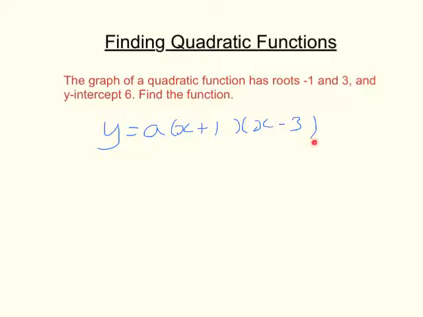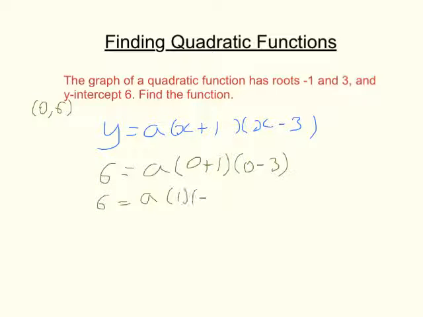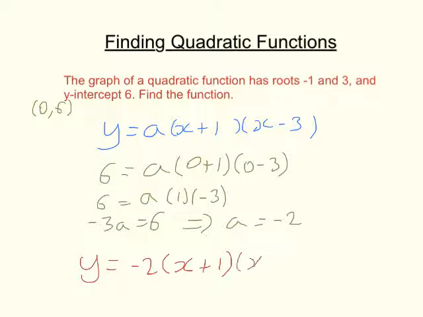So once again, we have an equation with an a in, and to find that, we use this value. And if the y-intercept is 6, we know that's 0, 6, so we substitute that in. y is 6 equals a times 0 plus 1 and 0 minus 3. So 6 is equal to a times 1 times minus 3. So minus 3a is equal to 6, and that tells us that a is equal to minus 2. Now we've got a, we substitute it into here, and we get y equals minus 2 times x plus 1 times x minus 3.